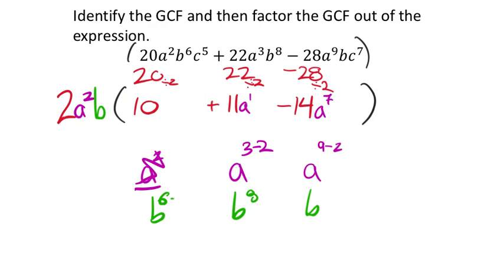So the first term, I just took out a b right there, so that's now b to the power of 5. The second one is 8 minus 1, so that's b to the power of 7. And then this b right here, we took out all the b's from this last term.